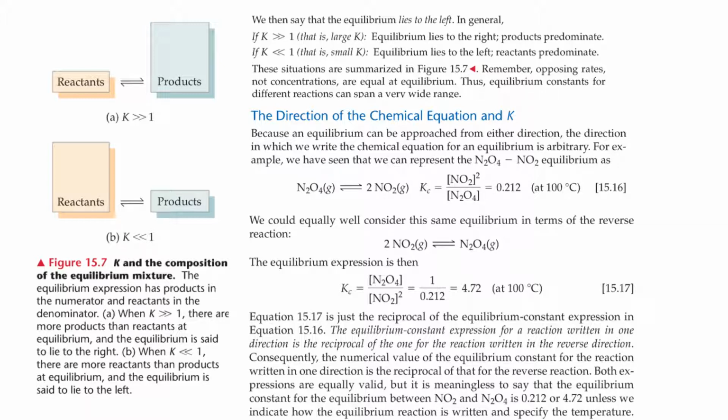Equation 15.17 is just the reciprocal of the equilibrium constant in equation 15.16. The equilibrium constant expression for a reaction written in one direction is the reciprocal of the one written in the reverse direction. Consequently, the numerical value of the equilibrium constant for the reaction written in one direction is the reciprocal of that for the reverse reaction. Both expressions are equally valid, but it is meaningless to say that the equilibrium constant for the equilibrium between nitrogen dioxide and dinitrogen tetroxide is 4.72 unless we indicate how the equilibrium reaction is written and specify the temperature.